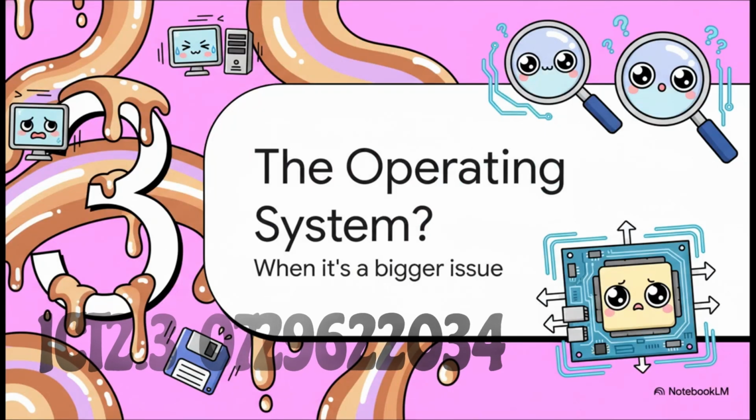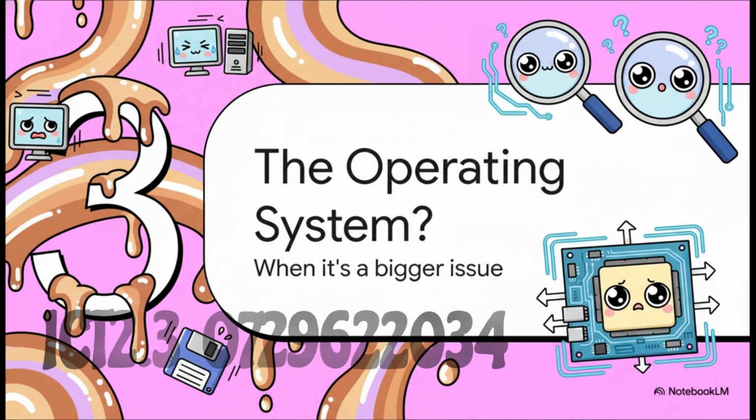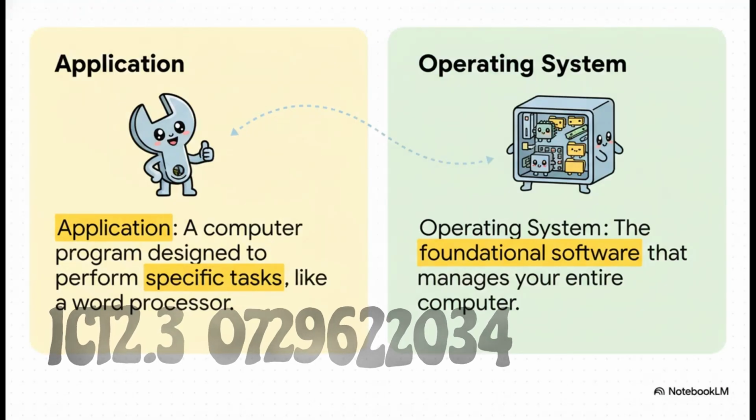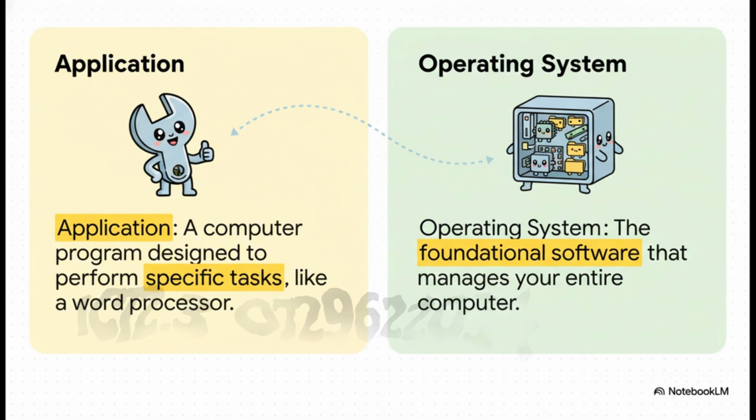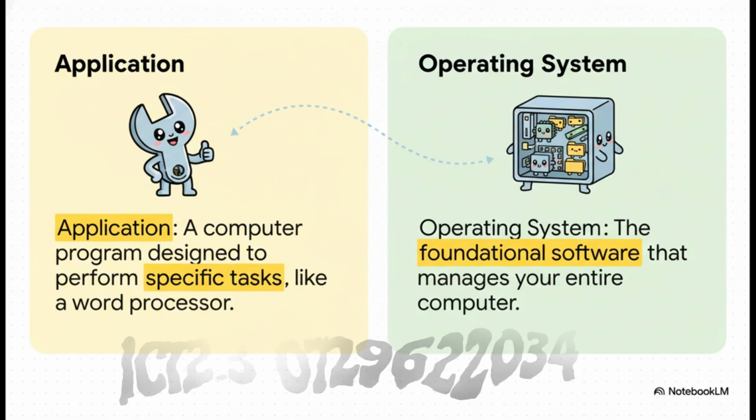But what if it's not just one misbehaving program? What if your entire computer feels like it's wading through molasses? Well, that's when our investigation has to go a little deeper. And just so we're all on the same page here, an application is like a specific tool you use for one job, like your web browser or a word processor. But the operating system, your OS, that's the whole workshop. It's the foundation that manages everything. And if there's a problem with the workshop itself, well, all your tools are going to have issues.